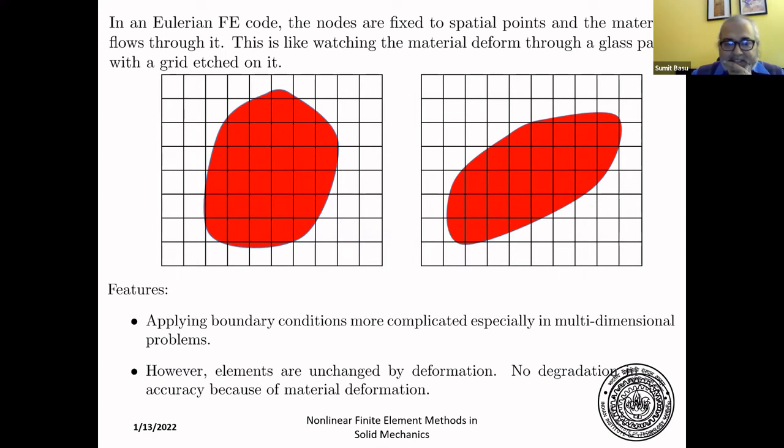So it is a way of preventing the problem with mesh distortion due to large deformations. But at the same time, your boundary nodes do not remain fixed as time passes. Because you are looking at a spatial picture, the deformed configuration, your boundary nodes are not going to stay at the boundary, and therefore there will be complications in applying boundary conditions. So these are the advantages and disadvantages of these two methods.